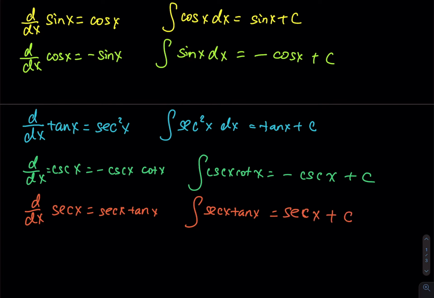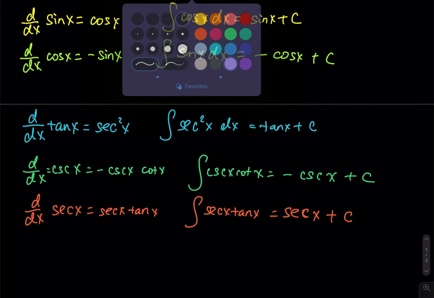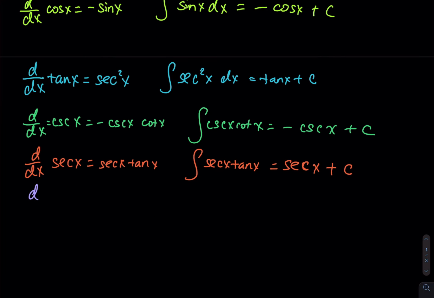And then I want to give you two more. So first, let's do the cotangent. The derivative of cotangent is negative cosecant squared x. And then the integral of cosecant squared x is equal to negative cotangent x plus c.